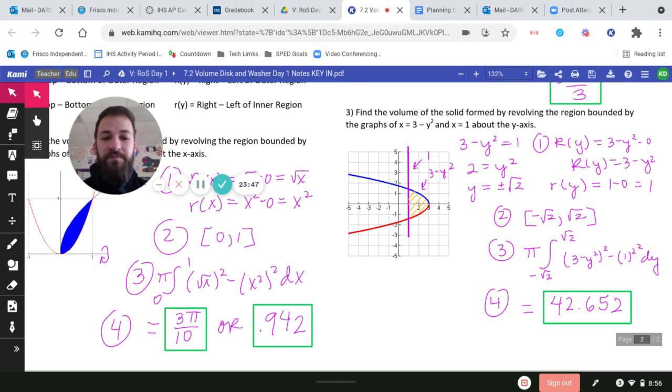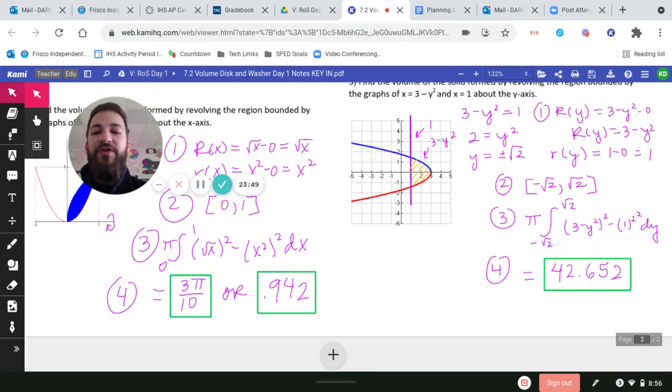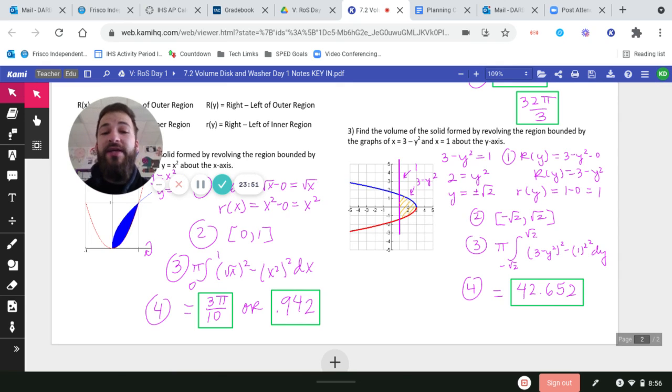Okay, so y'all, that is Revolutions of Solids Day 1. We're going to talk about ones that are off the axis next class, which really isn't anything too crazy, but hopefully this was a good kind of preview, and we're just about done. We got 1 day of notes left, but I'll see y'all in class.